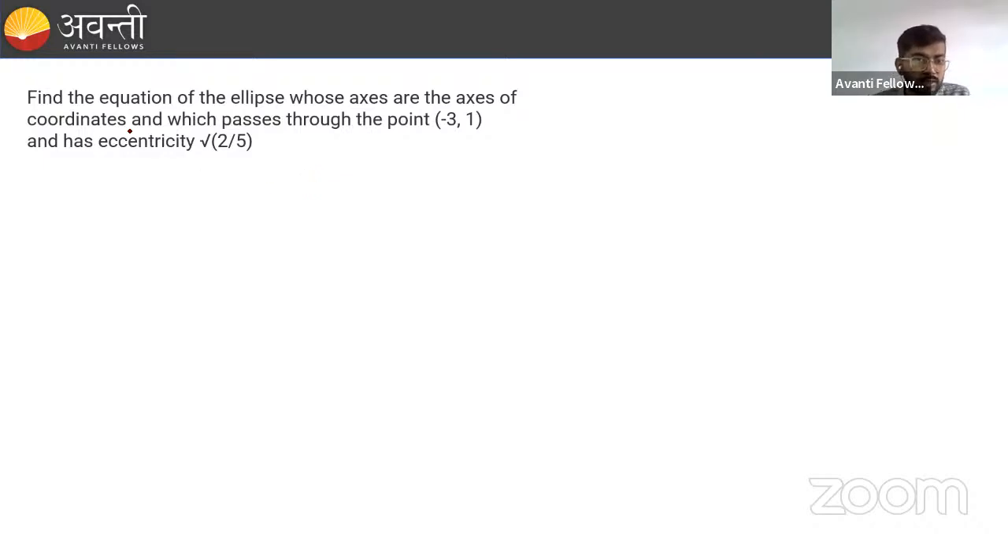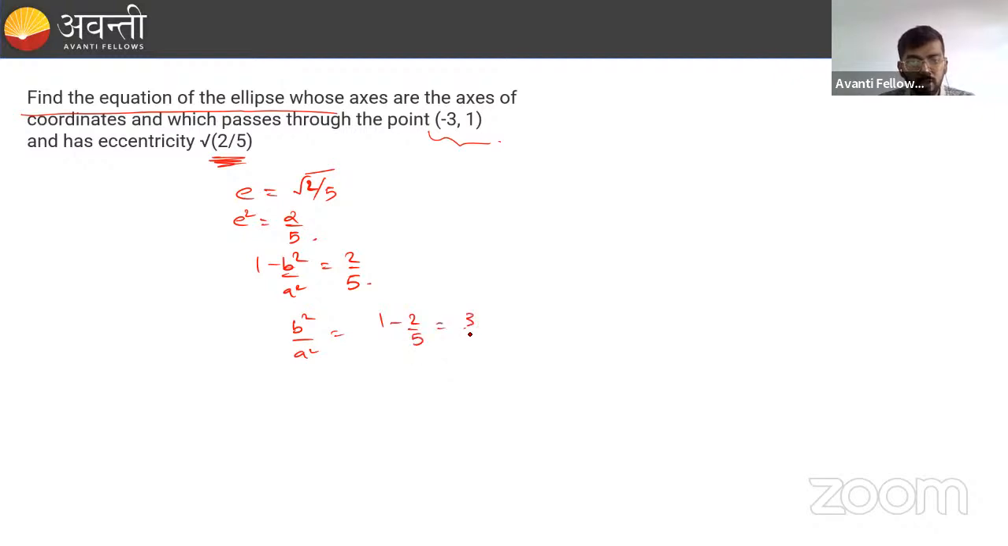Let's do one last question. Find the equation of the ellipse whose axes are the axes of coordinates and which passes through the point minus 3 comma 1 and has the eccentricity root over 2 by 5. So from this we can say E square will be equals to 2 upon 5. So 1 minus b square by a square equals to 2 by 5. So b square by a square will become 1 minus 2 by 5, which is 3 by 5.